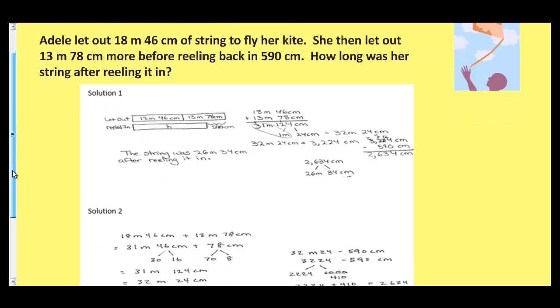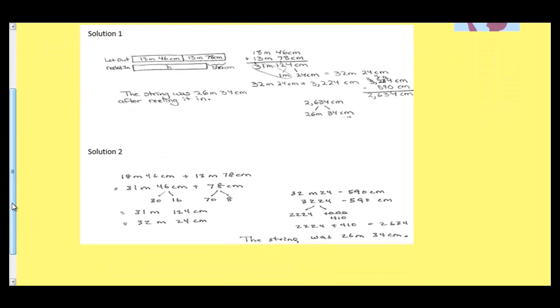So that's one solution. Here's another way to solve the problem. You can see that I took the two amounts here that she let out, and in order to add them together, I decomposed these 2 centimeters. I went ahead and added together the meters and that gave me 31 meters, and then I broke down these 2 centimeters like this so that I could come up with 100, and then I could come up with another part. So I would have 31 meters, 124 centimeters, and again, I ended up with the exact same answer.